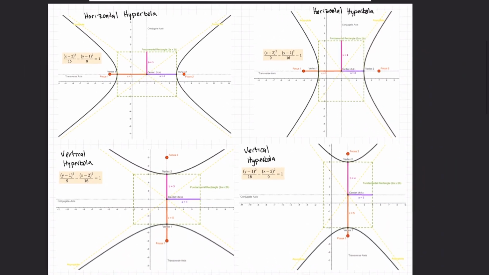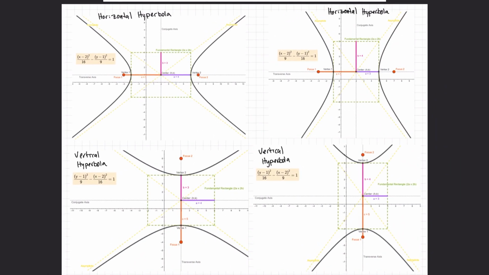All right, so let's take a look. Now that we've seen how to graph one, and we can see these subtle differences between whether the y is positive or the x is positive, and then whether the rectangle is tall or wide, let's do one from start to finish.